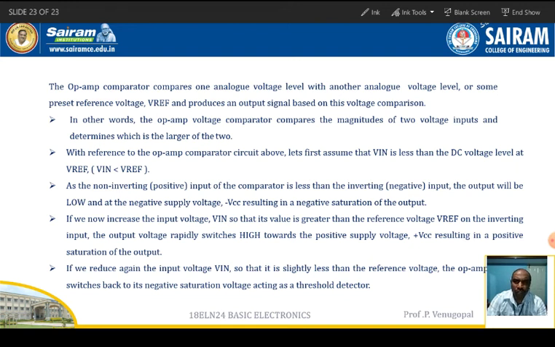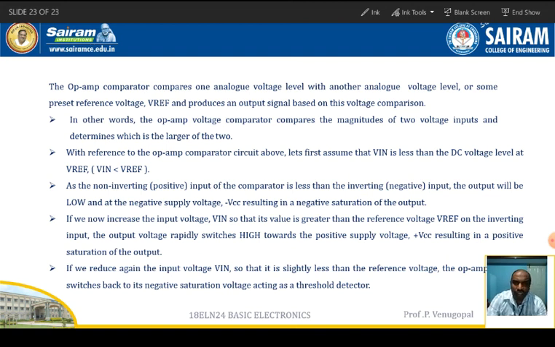So as I told you, if Vin is less than V reference, then the voltage is saturated. As the non-inverting input of the comparator is less than the inverting input, the output will be low, at the negative supply voltage minus VCC, resulting in negative saturation of the output. And if we now increase the input voltage Vin so that its value is greater than the reference voltage V reference on the inverting input, then the output voltage rapidly switches towards the positive supply voltage. That results in plus VCC, a positive saturation of the output.